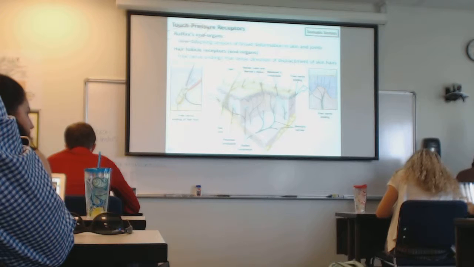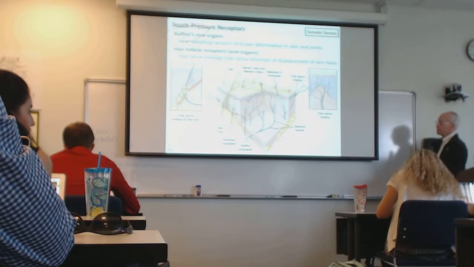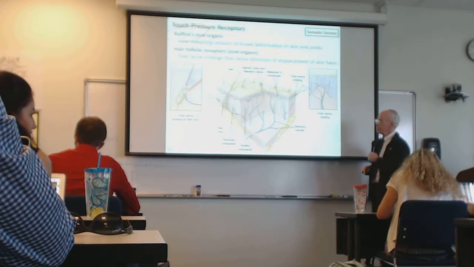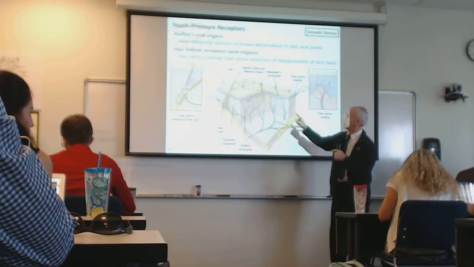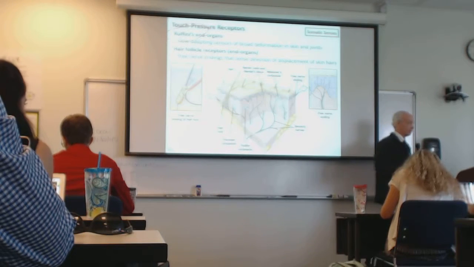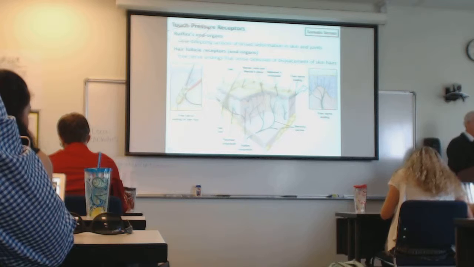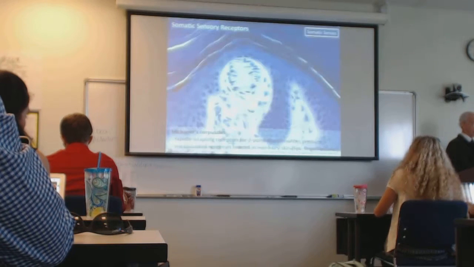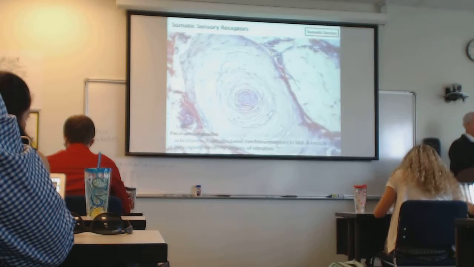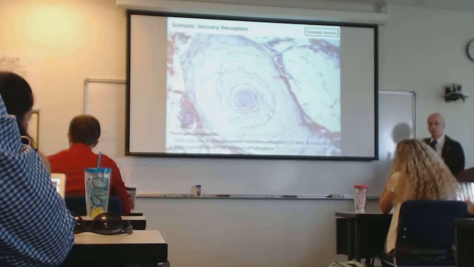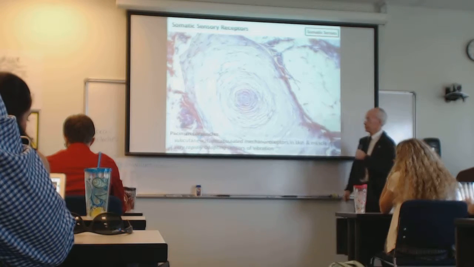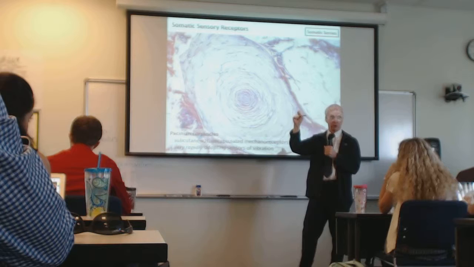Are all these receptors, the Pacinian and the others, all slow adapting? No. In fact, the Pacinian is an example of a very fast adapting receptor. Here's a Pacinian corpuscle. Its ability to adapt very rapidly enables it to provide you with sensations of vibration.